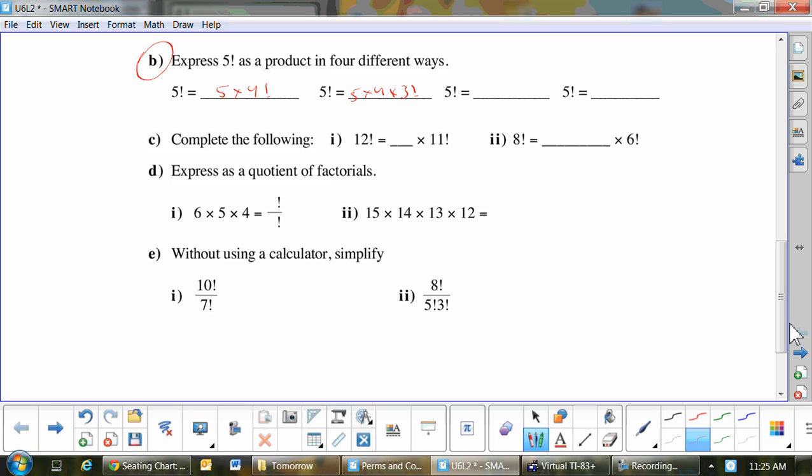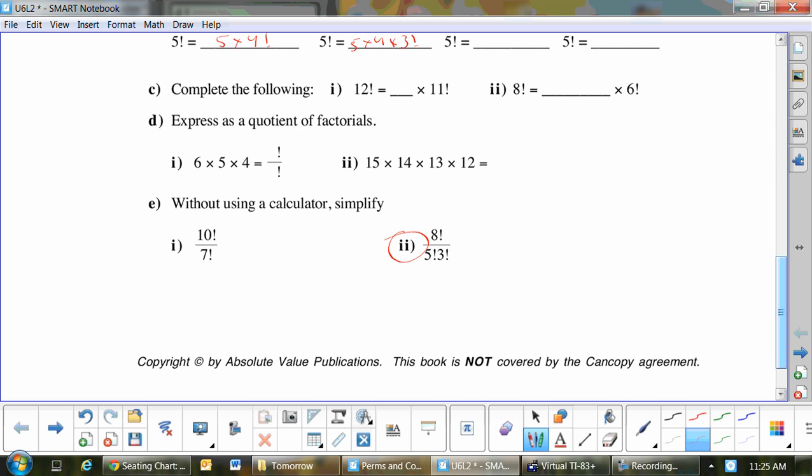Now, how would I do this one here? 8 factorial over 5 factorial times 3 factorial. First of all, always count down the biggest one until you see something that cancels. So 8 factorial will be the biggest one. So that'll be 8 times 7 times 6 times 5 factorial, all over 5 factorial times 3 factorial.